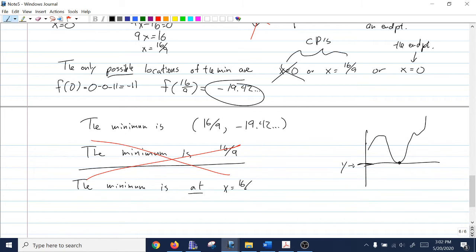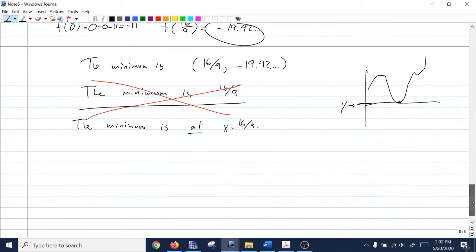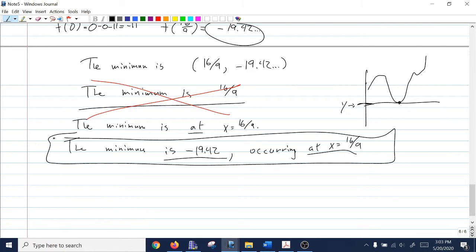x equals 16/9 is a true statement, but it feels like you're avoiding the question of what is the minimum. If someone's asking what is the minimum, I would say the minimum is negative 19.42 occurring at x equals 16 over 9 is the most precise way of saying what is the minimum. You can get all that information just with an x coordinate and a y coordinate and not stress so much over the words, though.